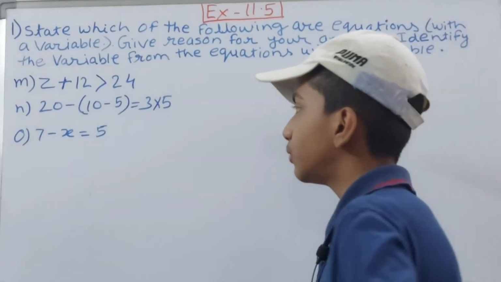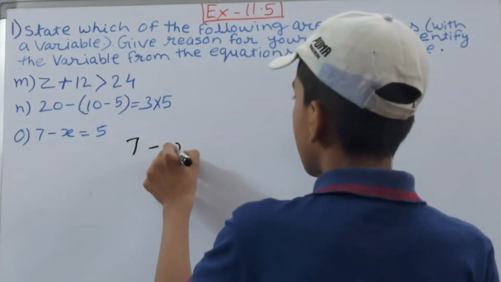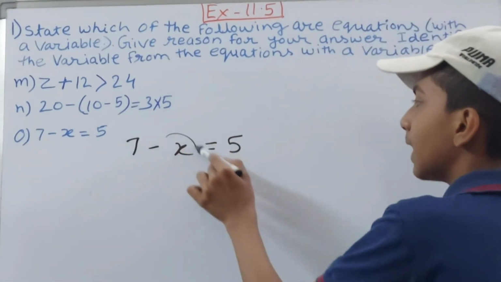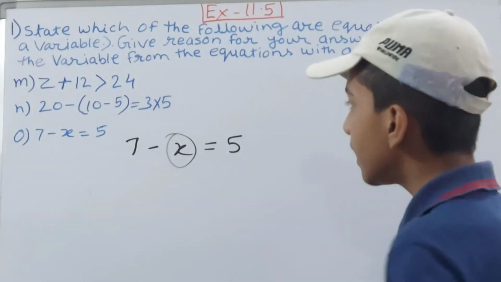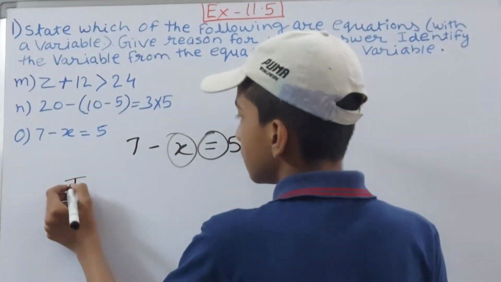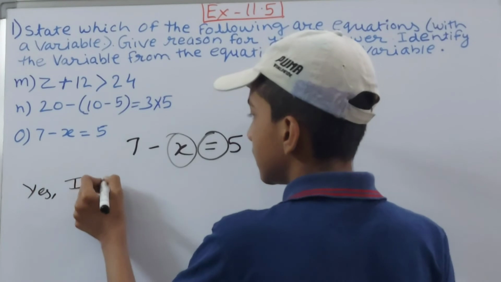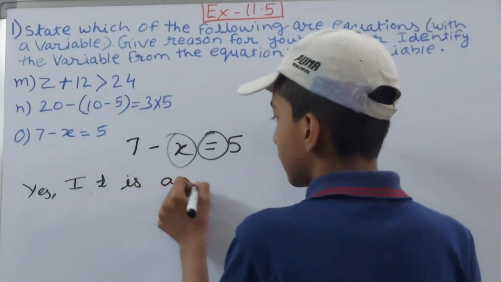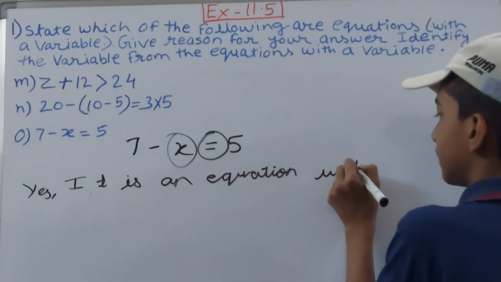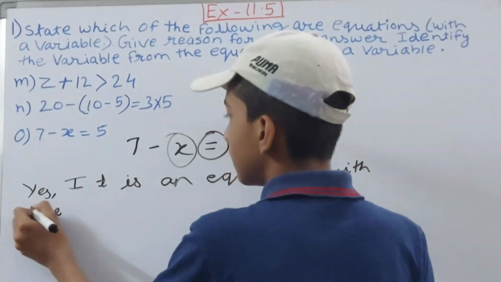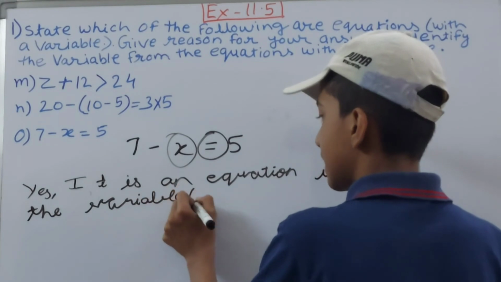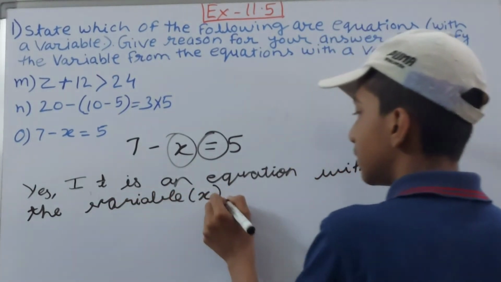Now let us move on to the next part. This is 7 minus x is equal to 5. So if you see here, again we have a variable here, that is x, and also we have an equal mark here, right? That means it is an equation. So you can write over here, yes, it is an equation with the variable, and that variable is over here x, right? So this is an equation with the variable x.